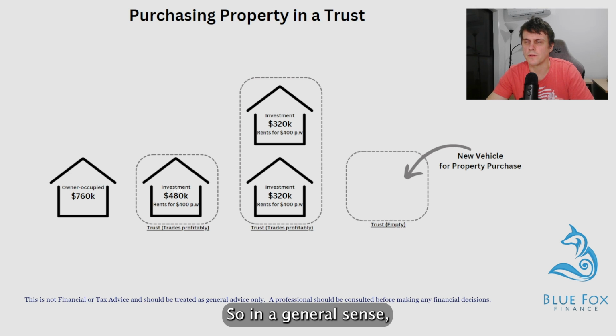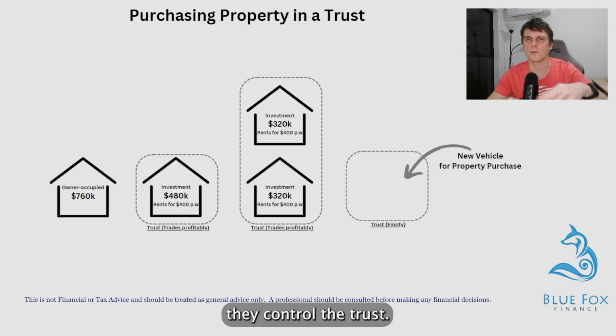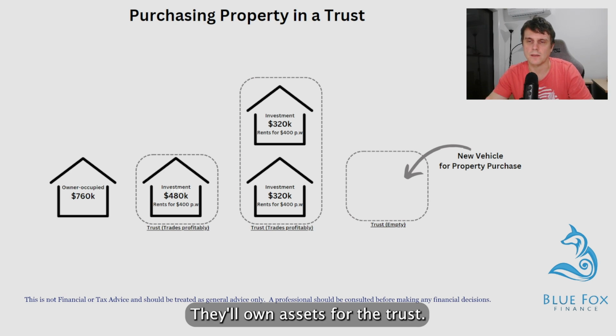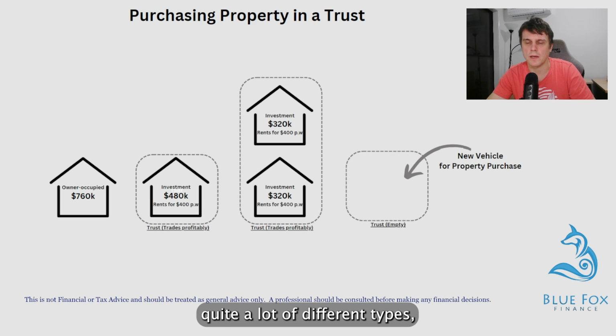So in a general sense, a trust is an agreement between the trustee, and we'll go through all the specific rules later, but the trustee who's at the top, they control the trust. They'll own assets for the trust, and then there's the beneficiaries down the bottom, and the beneficiaries might be yourself, your spouse, and your two children, or whoever it is. And there's quite a lot of different types of trusts, but we're going to go through discretionary or family and unit trusts today a little bit, because that's what's generally accepted for lending, and that's generally what should be used for property.